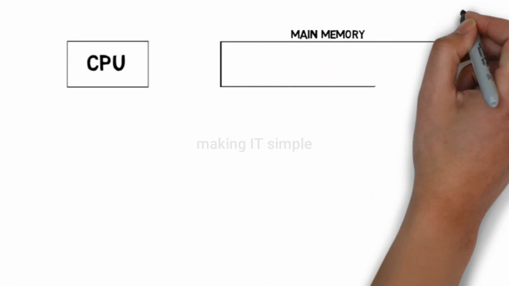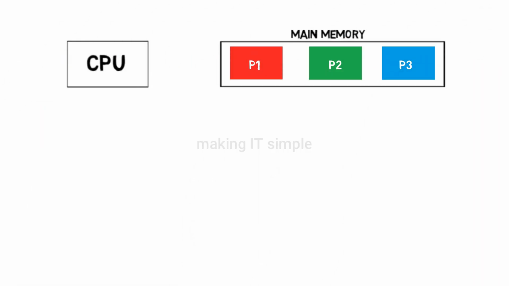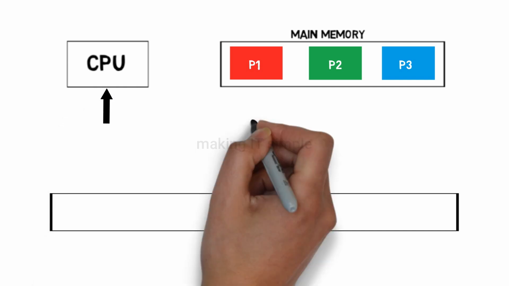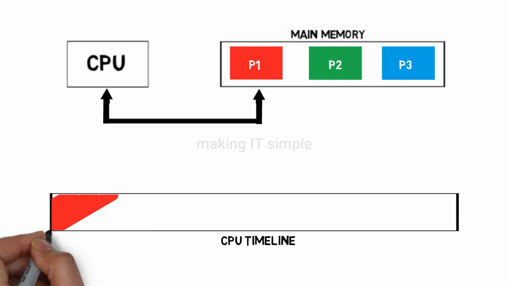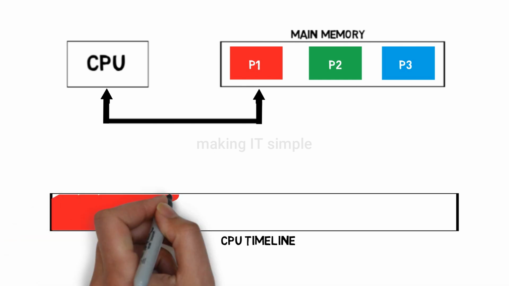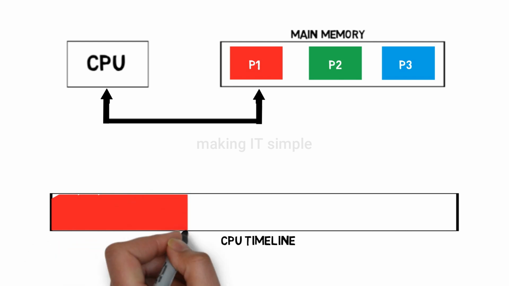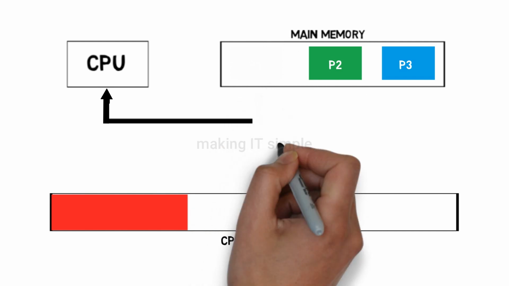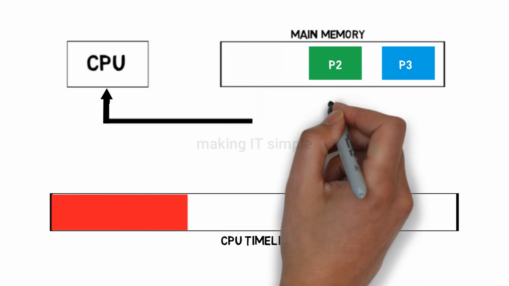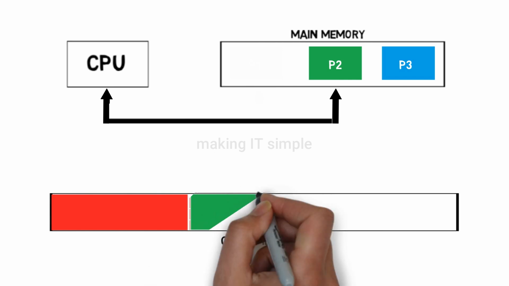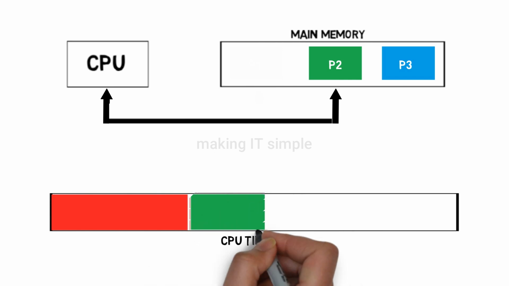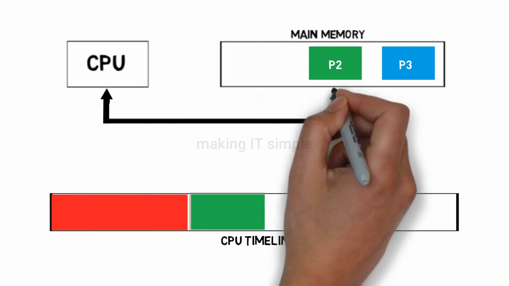Let's see with a proper example. Let us consider there are 3 processes. First, operating system will allocate CPU for process 1, CPU will start the execution. Let's say P1 does not require to go out for any operation, so CPU will execute P1 completely. As P1 is executed, it will be removed from the main memory. Now operating system will allocate CPU for process 2, CPU will start its execution. Let's say P2 requires some input-output operation, the CPU will stop the execution for P2.